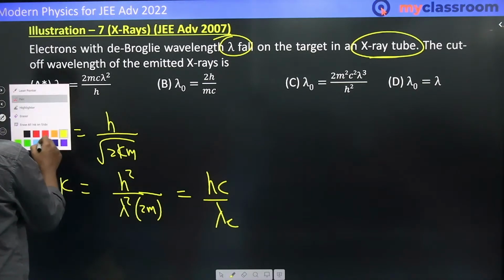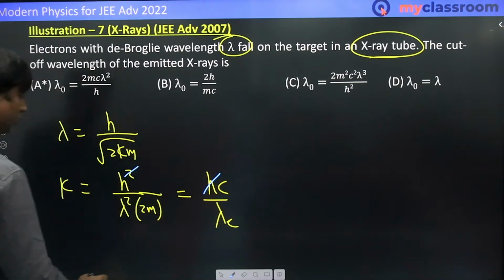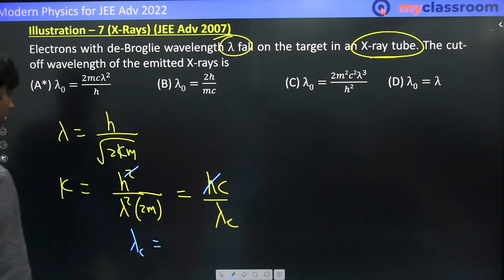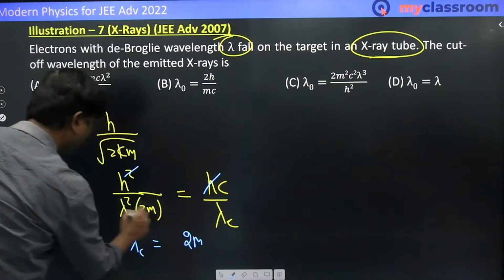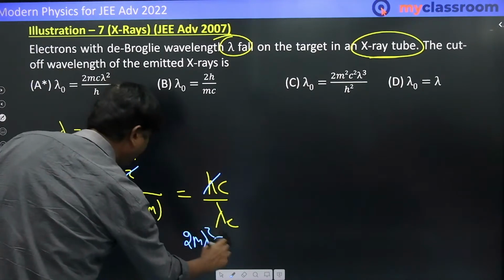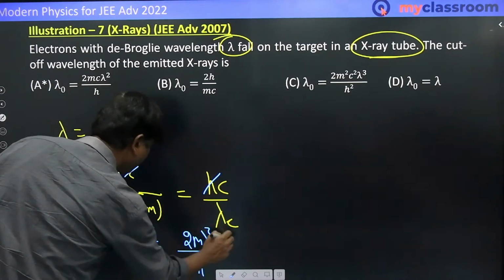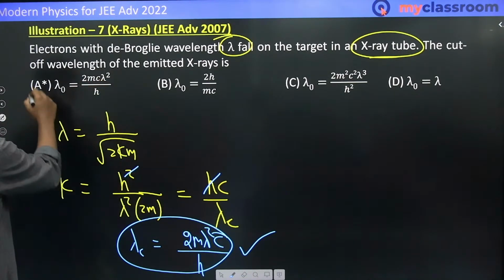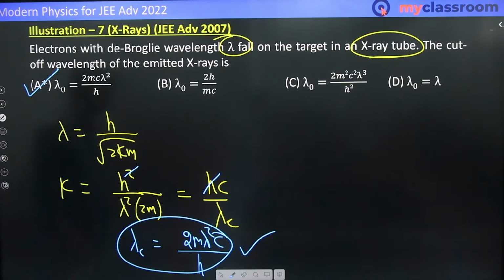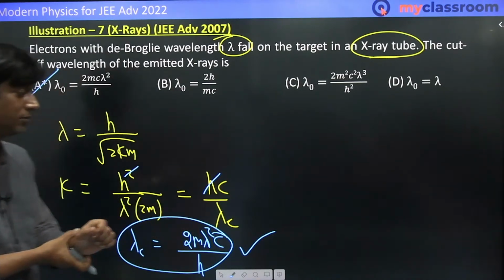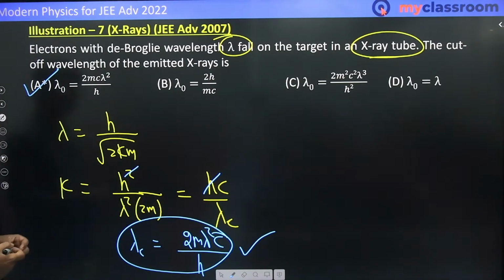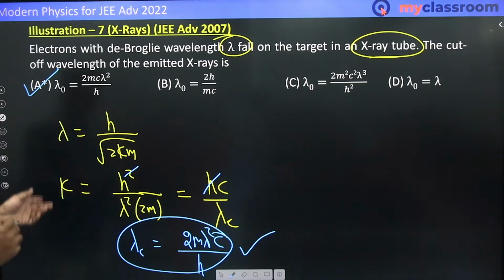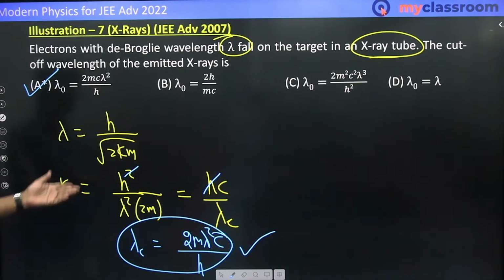That's all. So one h is cancelled, and they are asking for lambda cutoff. How much? It is 2m lambda square c by h. That's it: 2m lambda square c by h. Okay, hope it is clear. Simple question, JEE Advanced 2007. Just see which is converting to which one; if you make that out easily, you can get it. Okay, move on to the next question.